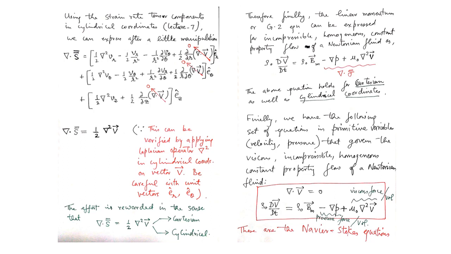जैसा कि आप देख सकते हैं कि मोमेंटम इक्वेशन में we have only velocity and pressure as the flow variables. So that finally we have the following set of equations in primitive variables that govern the viscous, incompressible, homogeneous, constant property flow of a Newtonian fluid. Now what are these equations? The first equation is of course the continuity, del dot V equals 0, and the linear momentum equation, which is now an equation which already accounts for the constitutive relations.